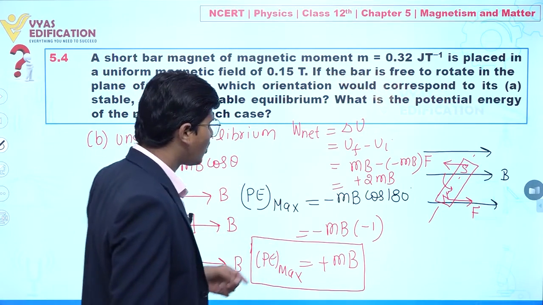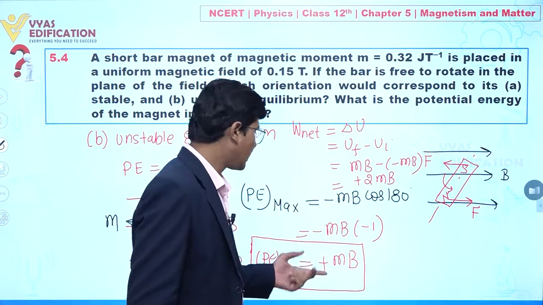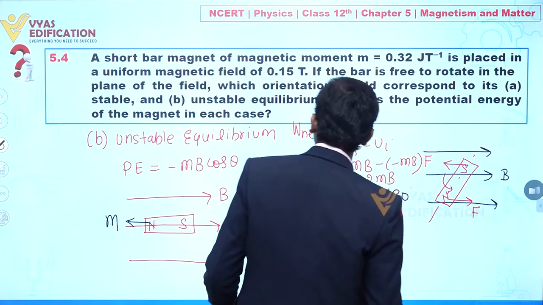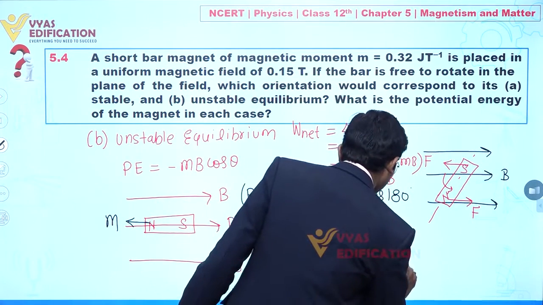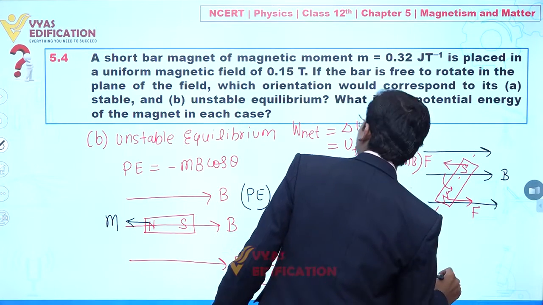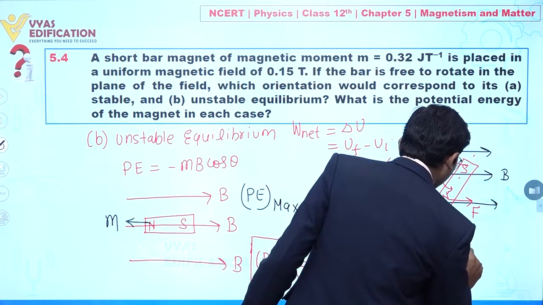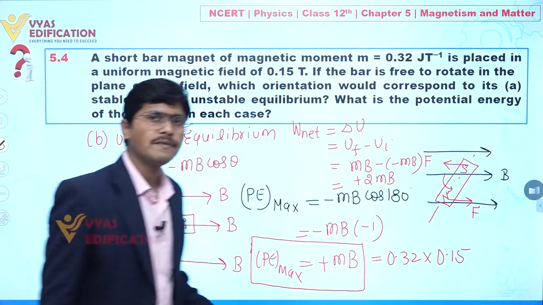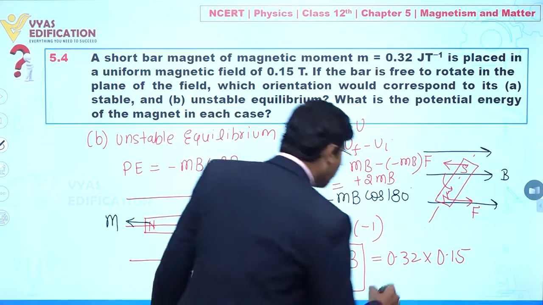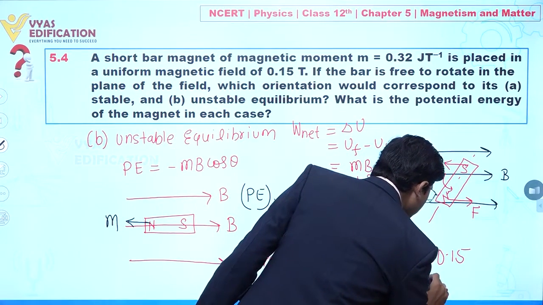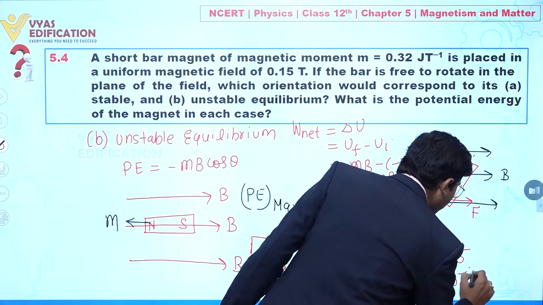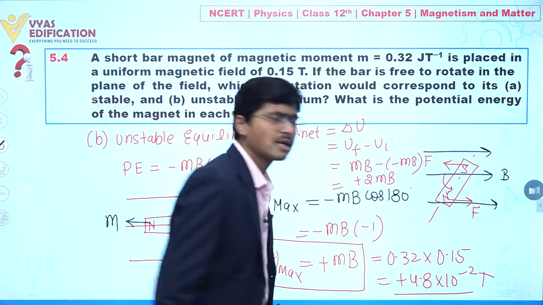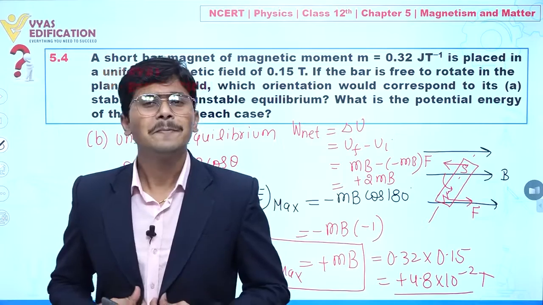Now you can put in all the values, that is plus mB we are writing here. The value of m is given to you as 0.32, multiplied by 0.15, clear. So definitely you will get the same value again, but we are getting this value as positive. So 4.8 into 10 to the power minus 2, clear to you? So this is all about this question.